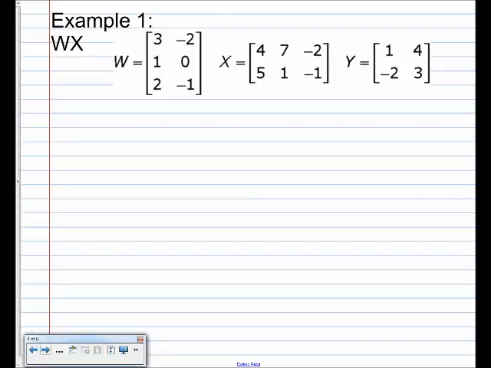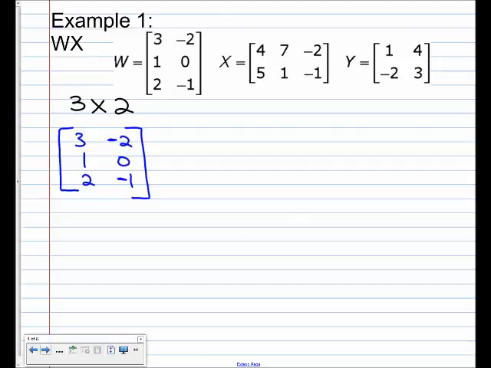So this problem says W times X. So I'm going to first just draw my first matrix of W. 3, negative 2, 1, 0, 2, negative 1. And you guys yesterday learned about how to name matrices using their dimensions. So what are the dimensions of matrix W? 3 rows by 2 columns. So I'm going to write a 3 by 2 right there. Is everybody okay? That's what we did yesterday.